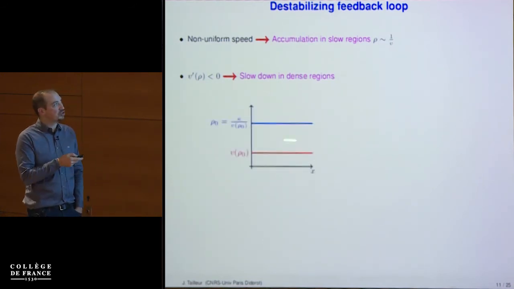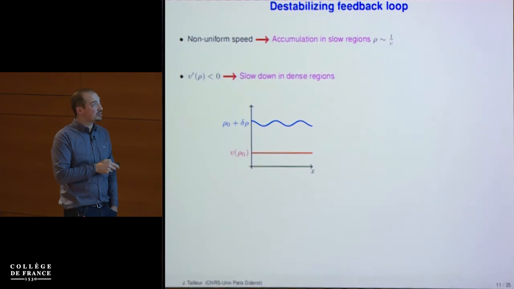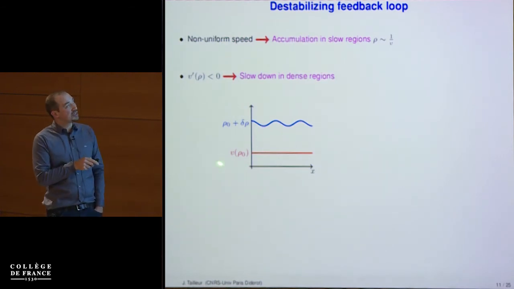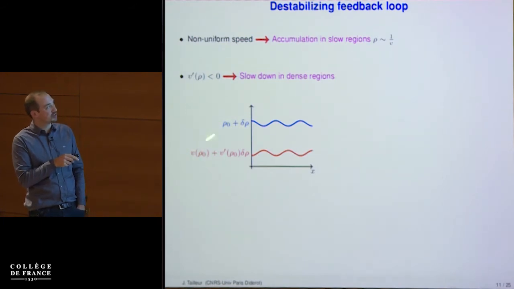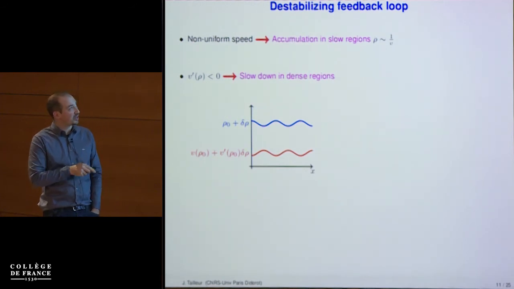Let's see how it happens. Imagine you have a system which is homogeneous at some density rho naught, given by kappa over v naught, and imagine you have a small fluctuation of density. Because the speed depends on the density, you also have a small fluctuation of the speed. So v of rho will become v of rho plus delta rho, and if I linearize, I get v of rho plus v prime delta rho. Now, I know that the density wants to relax to 1 over v. So I started with this initial condition, but now I want to relax to kappa over this quantity.